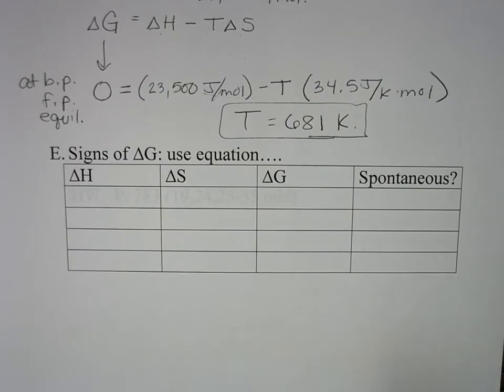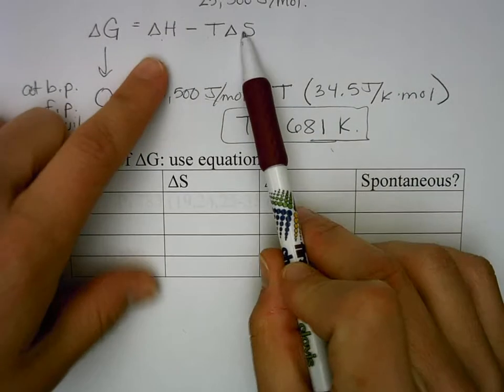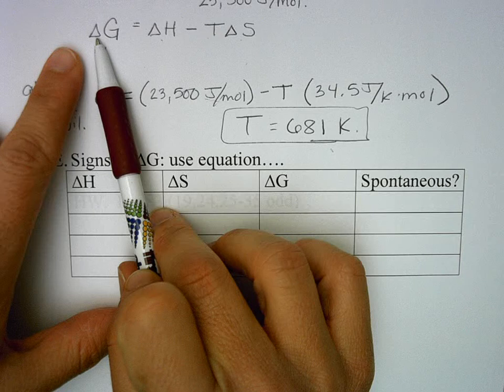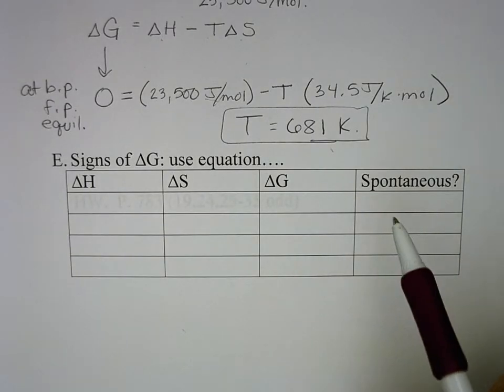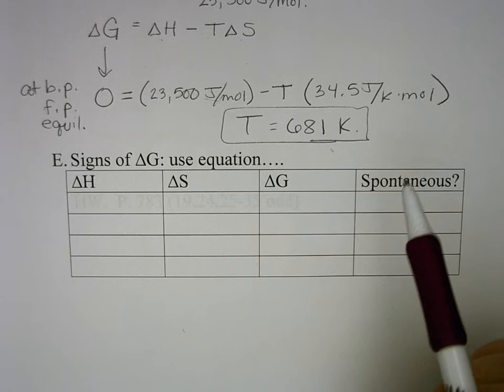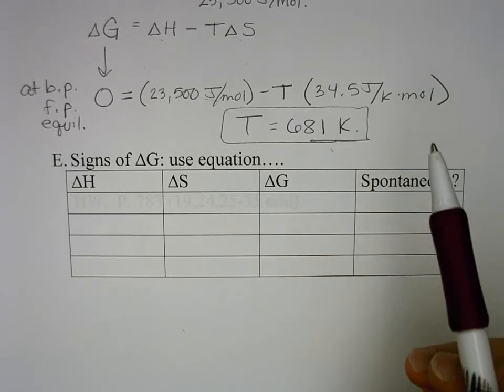If you're given numbers for delta H and delta S, it's really easy to just plug those in here and solve for delta G and figure out if it's positive or negative to determine if it's spontaneous. But a lot of the questions in chapter 16 and a lot of multiple choice questions on the AP test will be questions like, okay, here's the reaction.